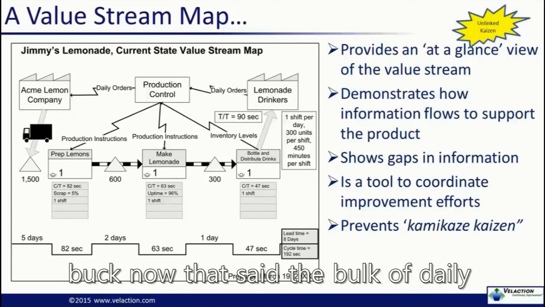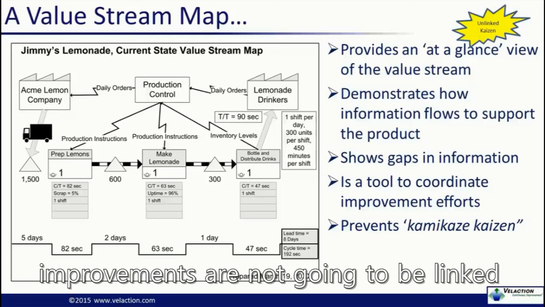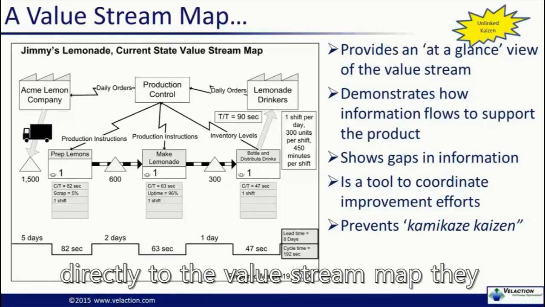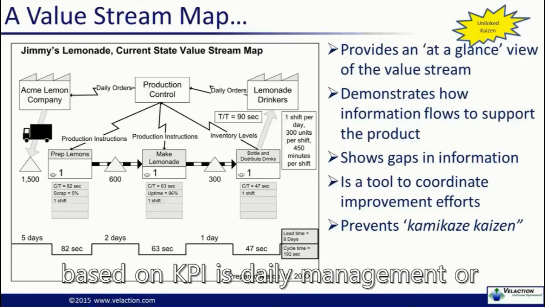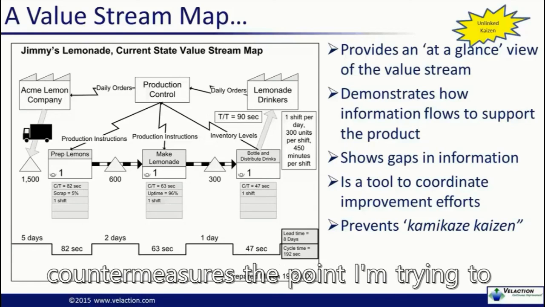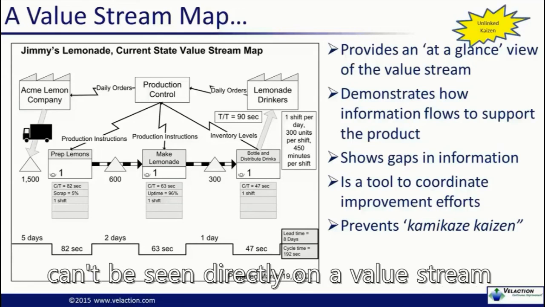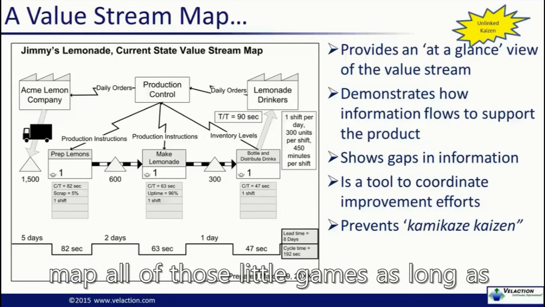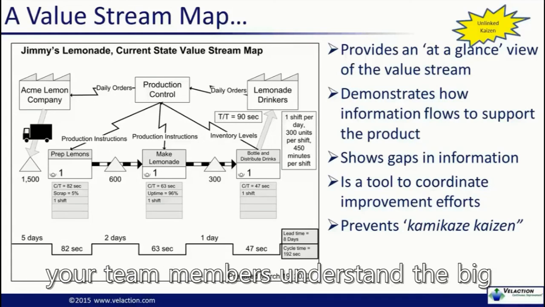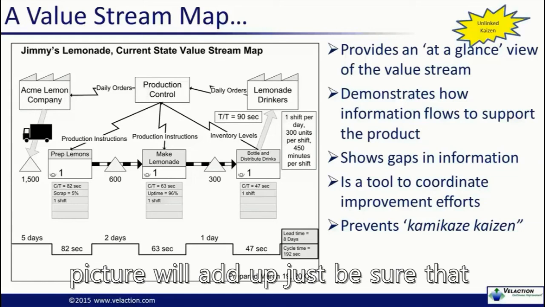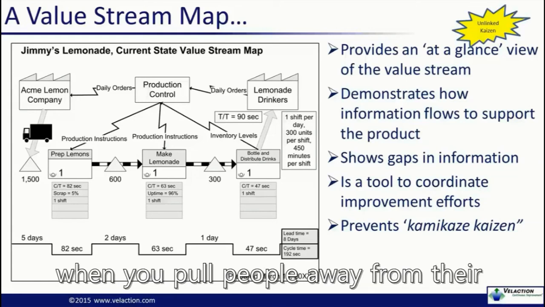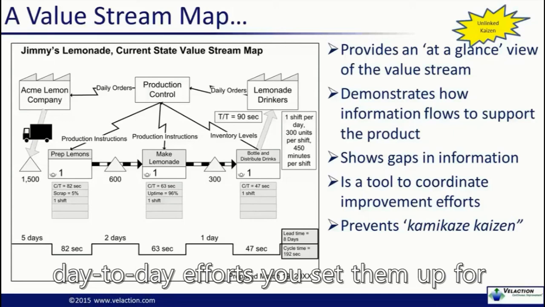Now that said, the bulk of daily improvements are not going to be linked directly to the value stream map. They should, however, still be prioritized based on KPIs, daily management, or countermeasures. The point I'm trying to make is that you don't want to limit individual improvement effort because it can't be seen directly on a value stream map. All of those little gains, as long as your team members understand the big picture, will add up. Just be sure that when you pull people away from their day-to-day efforts, you set them up for the biggest improvement opportunities possible.